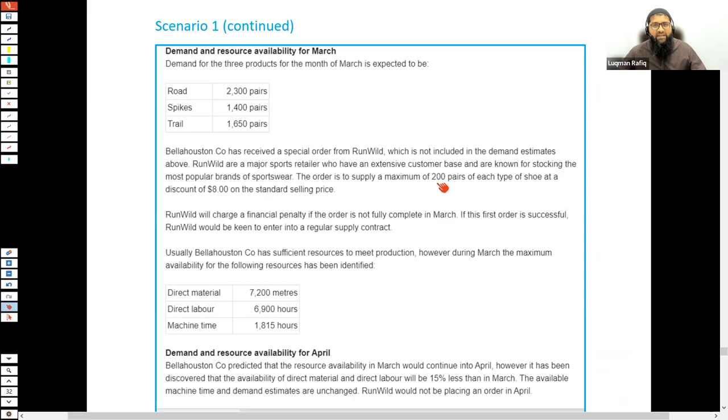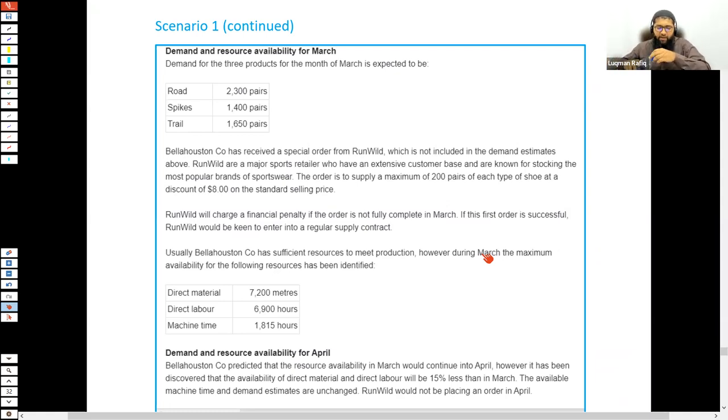The order is to supply a maximum of 200 pairs of each type of shoe at a discount of $8 on the standard selling price. So you have to provide 200 pairs of each type of shoe. Run Wild will charge a financial penalty if the order is not completed in March. If the first order is successful, Run Wild would be keen to enter into a regular supply contract. Usually, Bellahouston has sufficient resources to meet production. However, during March, the maximum availability of the following resources has been identified.